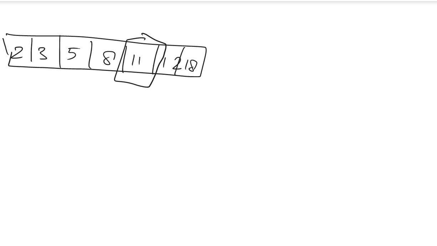Let me explain it. Take the midpoint of the list. And what is the midpoint? Yes, this is the midpoint. If this value is less than the target value, discard the left half of the list. In this case, our target value is 11, which is greater than this, so we go to the other side.